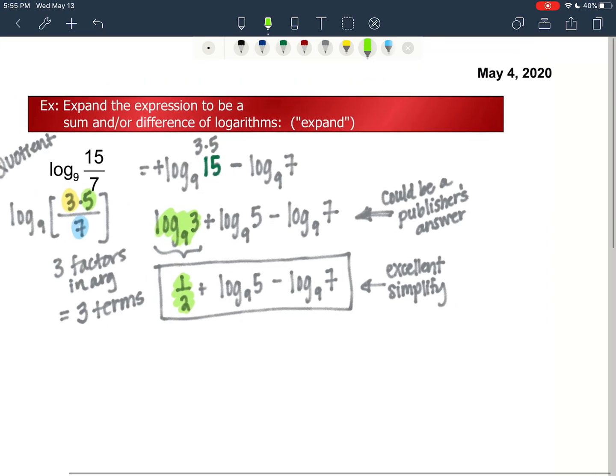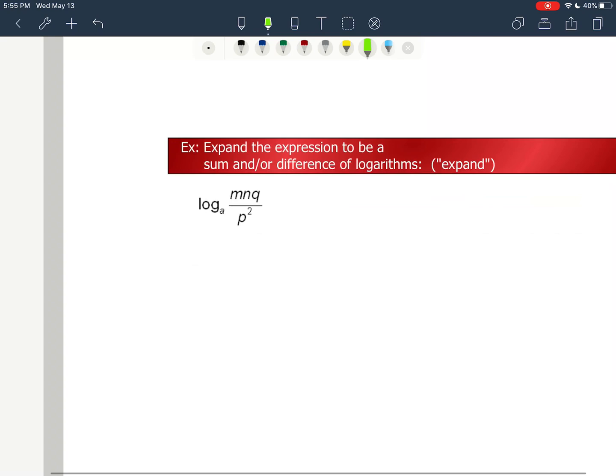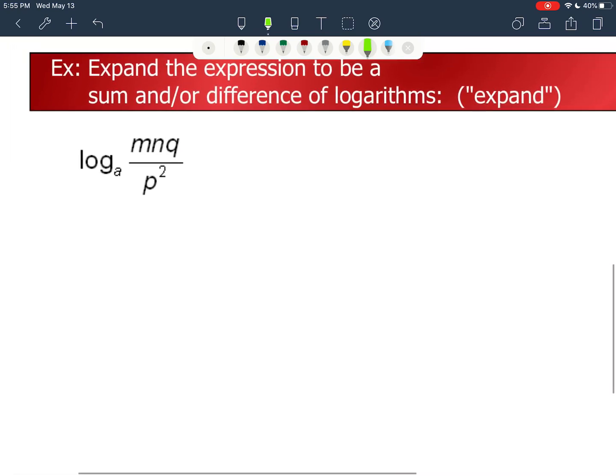Okay, so let's do that highlighting thing again. I really like the highlighting thing. We've got log base A of m n q in the numerator over p squared. So I'm going to need 4 highlighters, m, n, q, and then we're going to need p squared. So that means 4 factors, 4 terms.